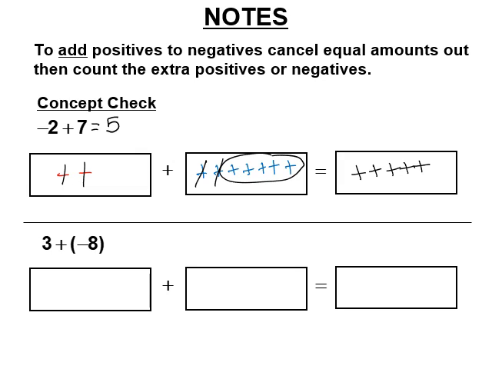So we have 3 positives this time. Let's use blue to be consistent. And 8 negatives. 1, 2, 3, 4, 5, 6, 7, 8. The positives and negatives cancel each other out. 3 and 3. And we get 5 extra negatives. So we'll say 3 plus negative 8 is negative 5. Very different than the one above, but the same thinking.